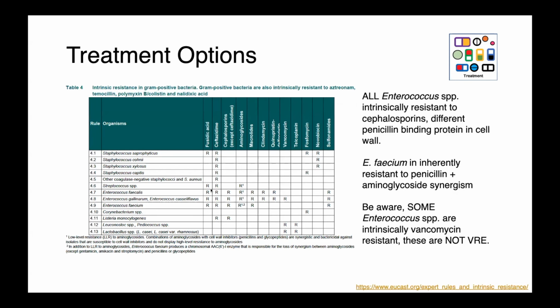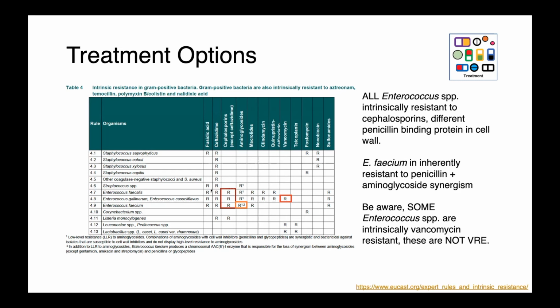All Enterococcus species are intrinsically resistant to cephalosporins. They possess a different penicillin binding protein in their cell wall, which cephalosporins have a low affinity for. So never, never, never use a cephalosporin for trying to treat an Enterococcus. Enterococcus faecium is also intrinsically resistant to the penicillin aminoglycoside synergy that we mentioned in our antimicrobials lecture. And then I think it's also important to be aware that some species of Enterococcus are intrinsically vancomycin resistant, specifically Enterococcus gallinarum and Enterococcus casseliflavus.